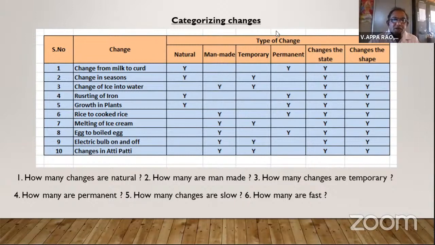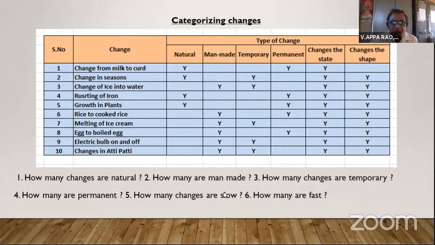In this categorizing of changes, we know how many changes are natural. Here, 4 changes are natural. How many are man-made? Here, man-made changes are 6. How many changes are temporary? Here, 5 changes are temporary. How many are permanent? 5 changes are permanent.